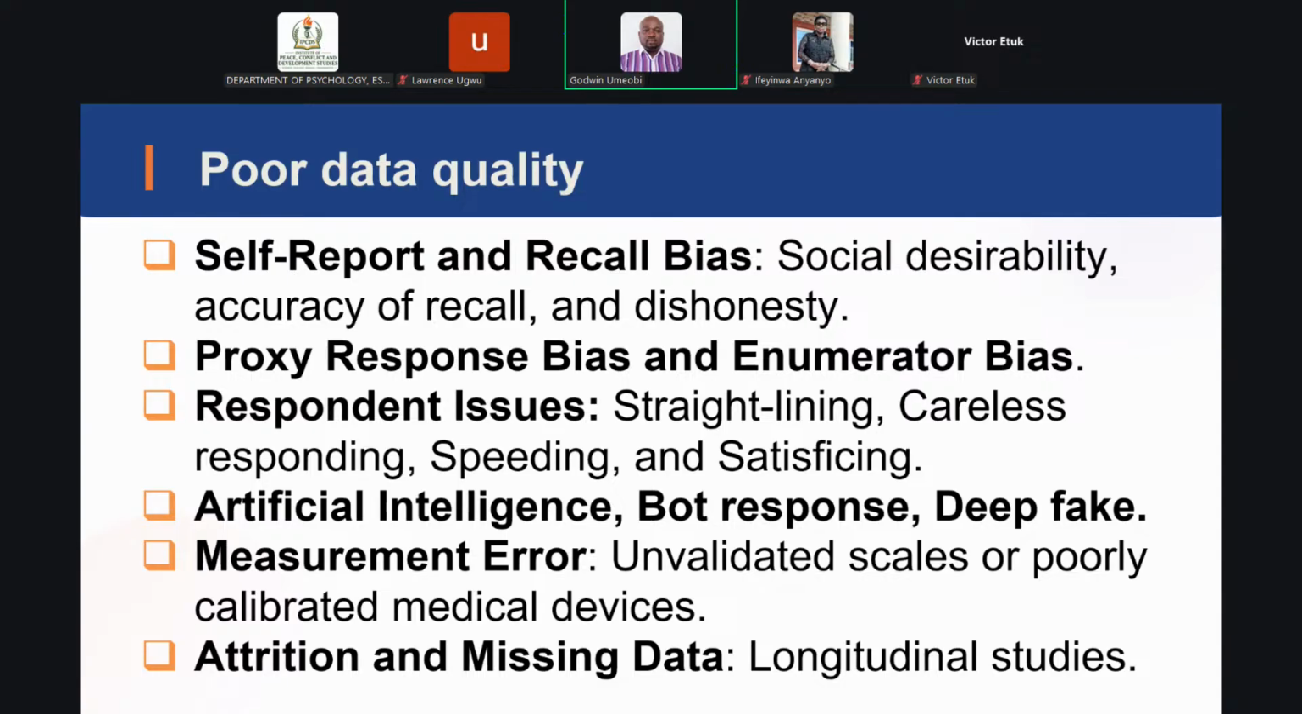Then we have measurement errors that come from unvalidated scales and uncalibrated or poorly calibrated instruments. And we have attrition and missing data issues that are akin to most longitudinal studies. When some studies start, the longer the study lasts, you have some people who, by death or by loss of interest in the study, drop out of the study. Sometimes when the pattern is affecting a particular set of people, it's going to be a big issue when the data turns out.